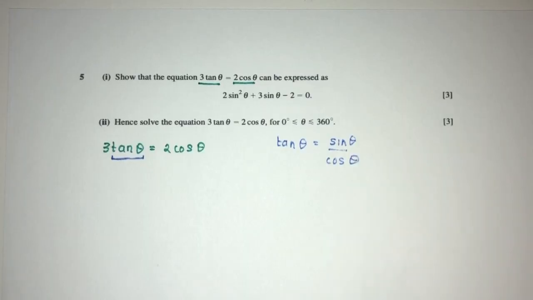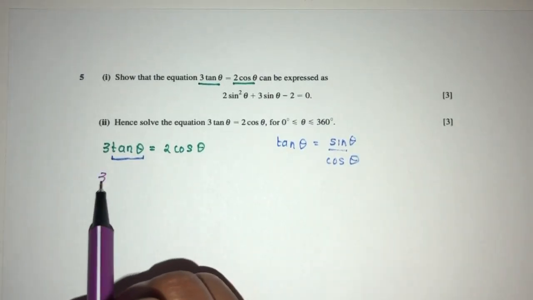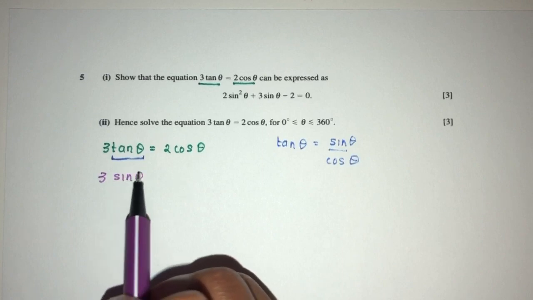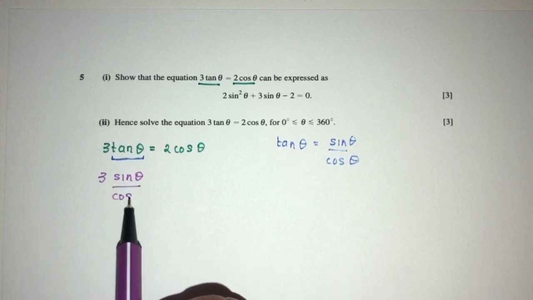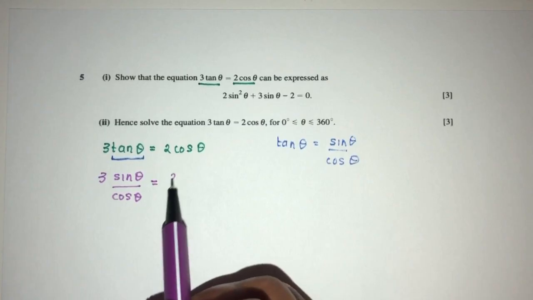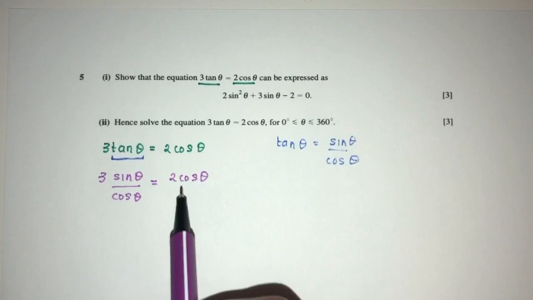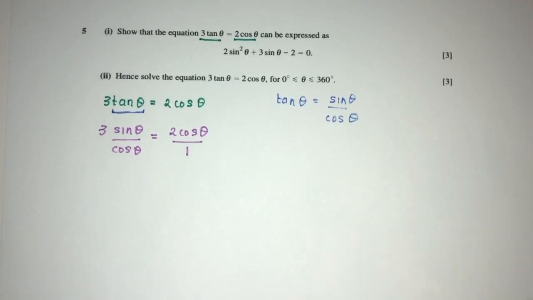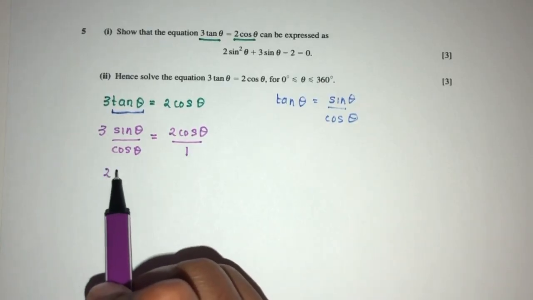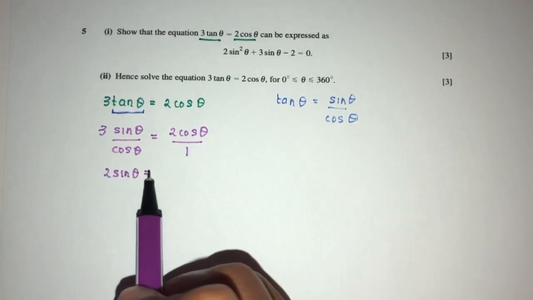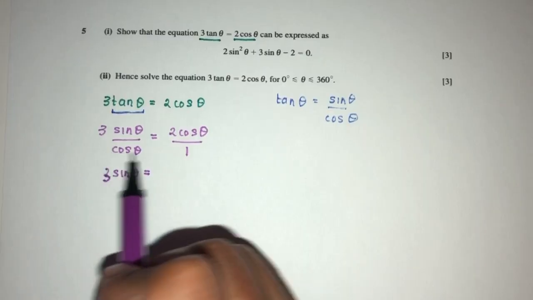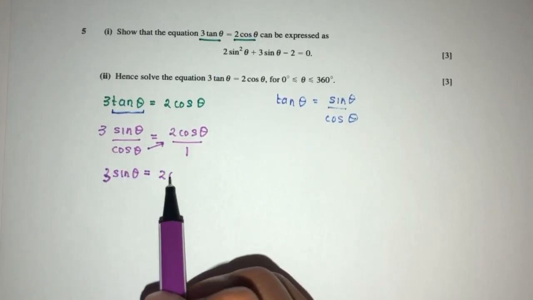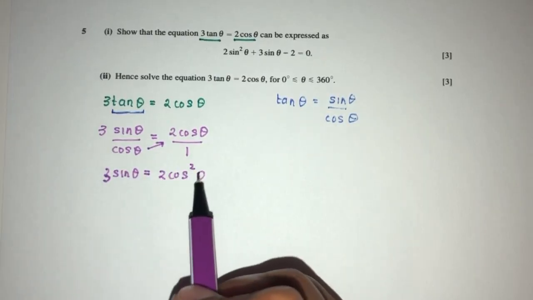That's something we know. We have to know, right? So let's replace. You have 3 sine theta over the value of cos theta. That will be 2 cos theta over the value of 1. Now we can just cross multiply. You will have 2 sine theta. Sorry, this is 3 here. And this will go up here. That will be 2 cos square theta in this case.